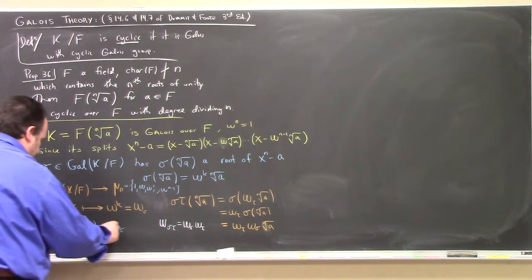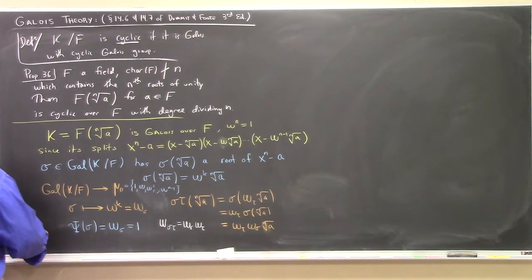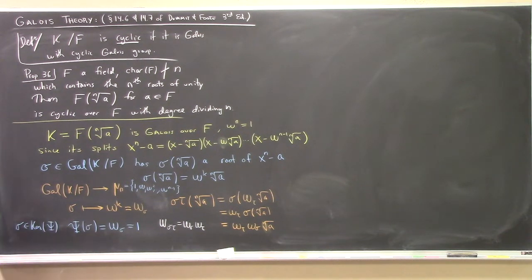So if this equals 1, that makes sigma in the kernel, right? But how does that happen? You're saying that sigma has to be the omega to n. Because we said, you see up here, it says Galois over F, omega to the n is equal to 1. So omega sigma is omega to the n.